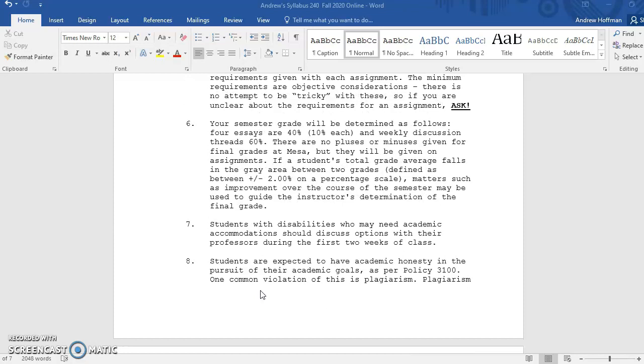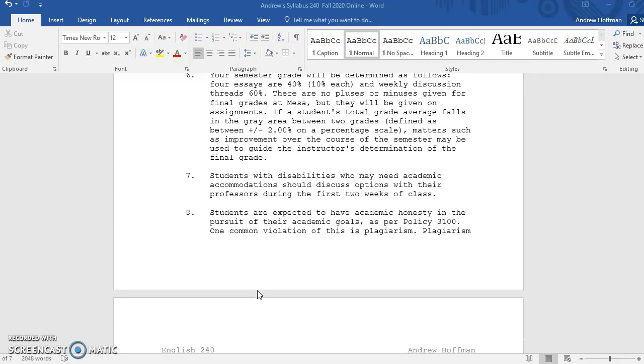Item 7. This is true for any class you take on campus, any class, whether the teacher remembered to put it in their syllabus or not. Students with disabilities who may need academic accommodations should discuss options with their professors during the first 2 weeks of class. Okay, so make sure that that happens.